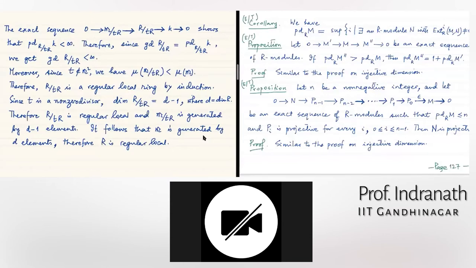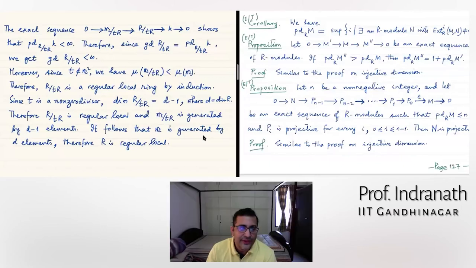Now the point is this: T is not in M square. I told you, this hasn't been used very explicitly. So far we have only used that T is not in the zero divisors. Now T is also avoiding M square, and therefore we have this. This is clear, right? So therefore this is a regular local ring by induction.